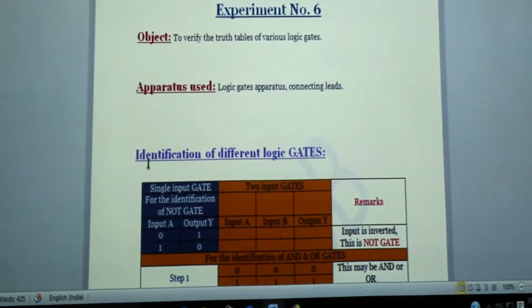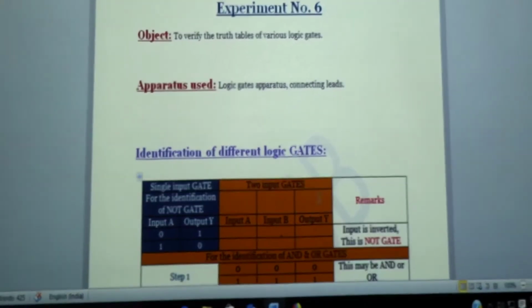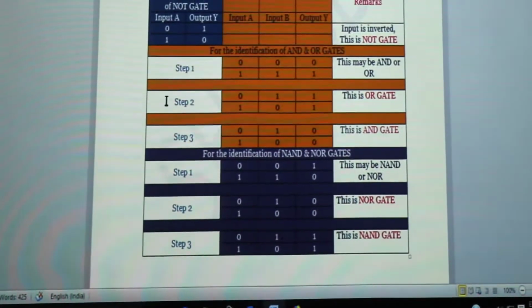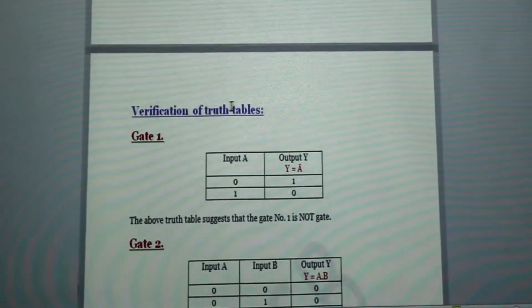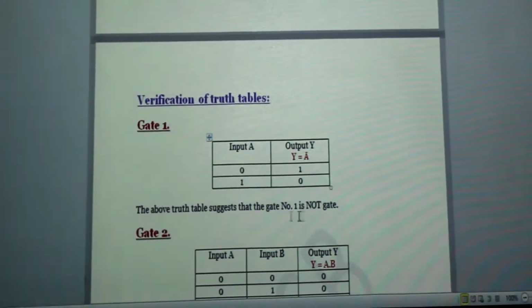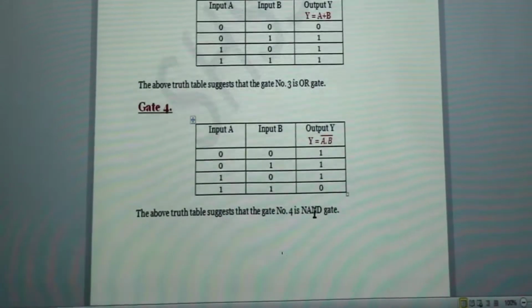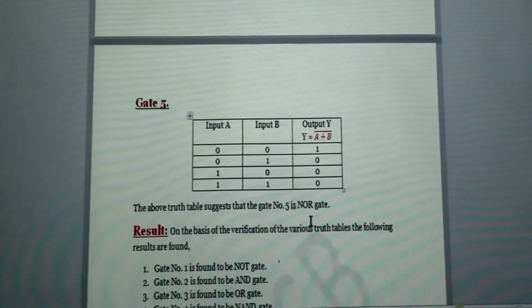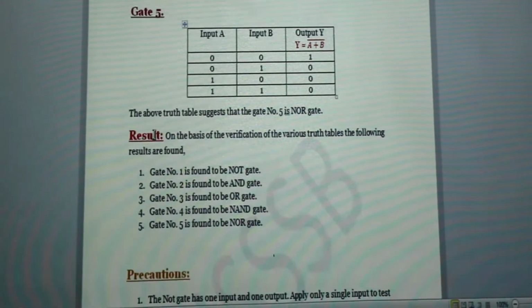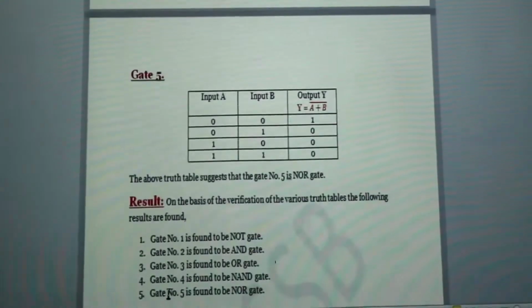Object, apparatus used, identification of different logic gates. This is a table used for the identification of different logic gates, and then verification of truth tables for basic gates like NOT, AND, OR, NAND, and NOR gates. Then you have to write result and precautions.